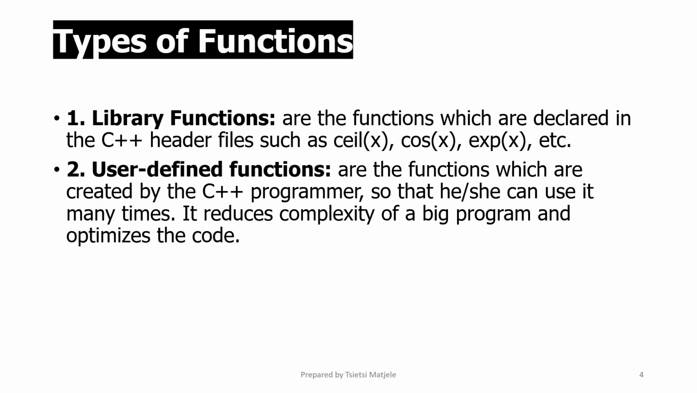We have different types of functions. We have library functions, which are the functions declared in the C++ header files, such as ceil(x), cos(x), exponential, and so on. When you include libraries in C++, such as the math library, you can get all these functions. These are called library functions. They are already predefined in the header files, so the only thing you need to do is use them. You don't need to implement them because they are already there.